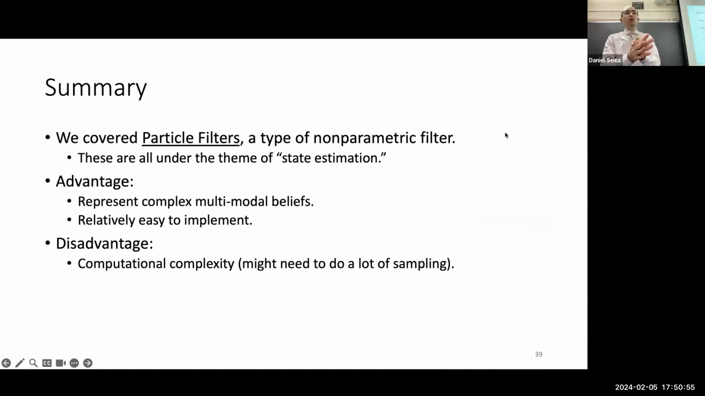All right. So today we covered particle filters, a type of non-parametric filter. So again, we've covered a bunch of filtering techniques, so state filtering to estimate the state of the robot and the environment. And then there are advantages and disadvantages. You can represent complex multimodal beliefs, and it's relatively easy to implement, and the disadvantage is the computational complexity in case you have to sample billions of particles or maybe trillions. I don't know.